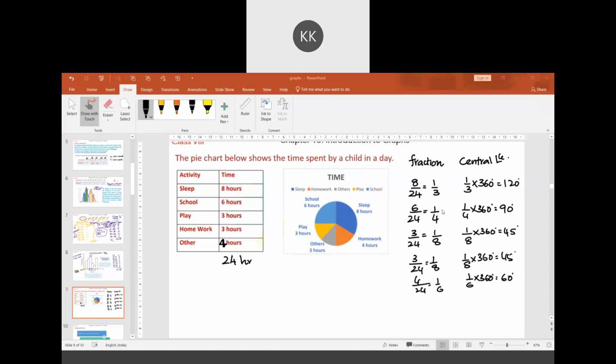Now listen to my question. Instead of 24, if it was 23, then the fraction becomes 8 by 23 into 360 for the central angle. How do we find it? If you calculate, what do we get?